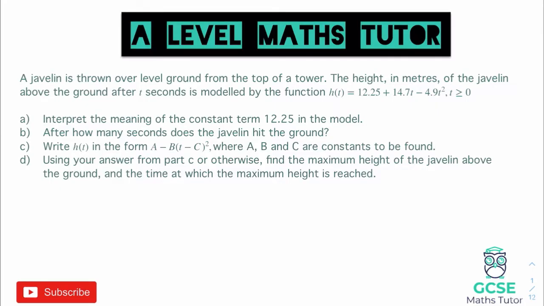Okay, so a javelin is thrown over level ground from the top of a tower, and the height in meters of the javelin above the ground after t seconds is modelled by this function. So we've got the function here for t, and it says 12.25 plus 14.7t minus 4.9t squared, where t is greater than 0. There we go. So it says here, interpret the meaning of the constant, and then it starts to give us some more questions.